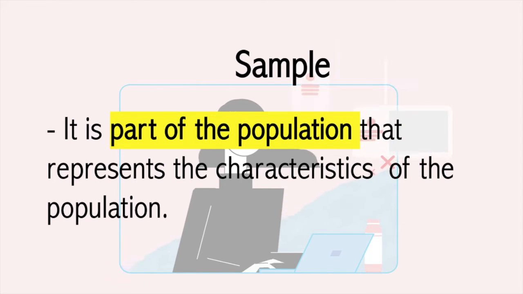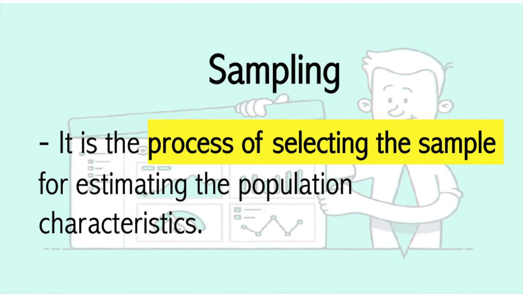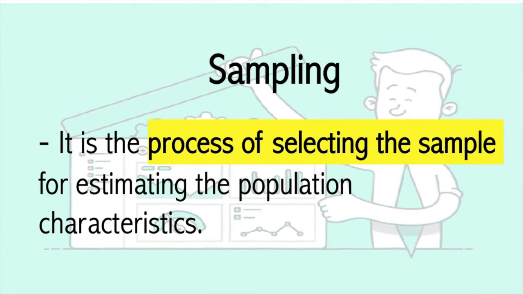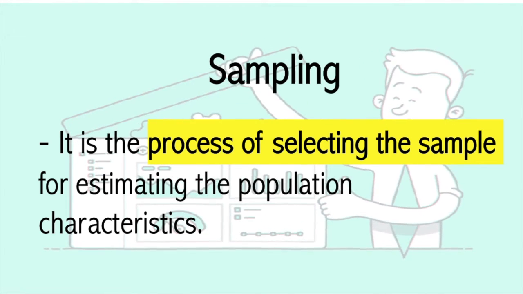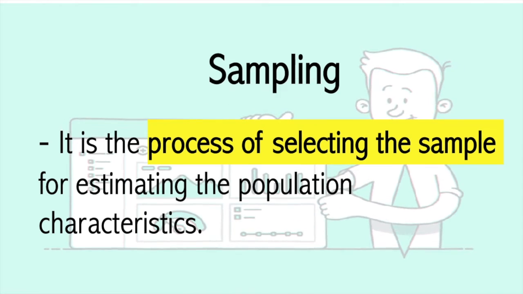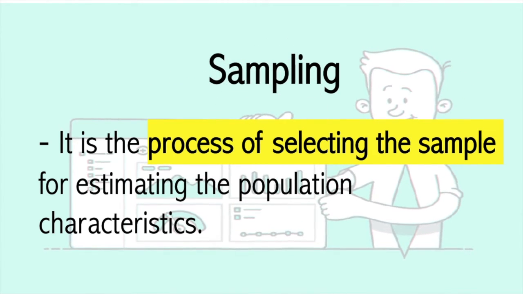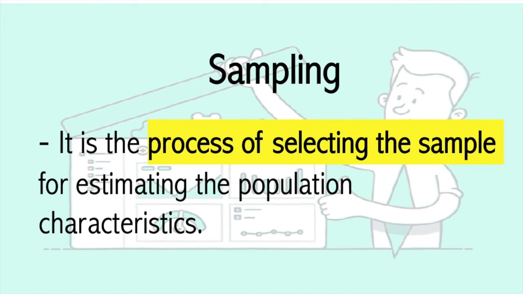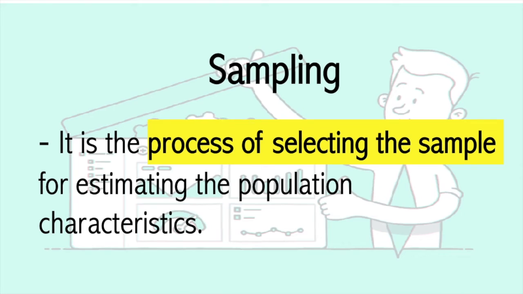Sample. Sample is part of the population that represents the characteristics of the population. Sampling. Sampling is the process of selecting the sample for estimating the population characteristics. In other words, it is the process of obtaining information about an entire population by examining only a part of it.